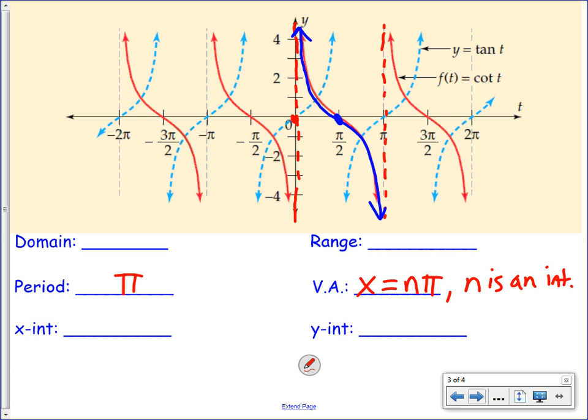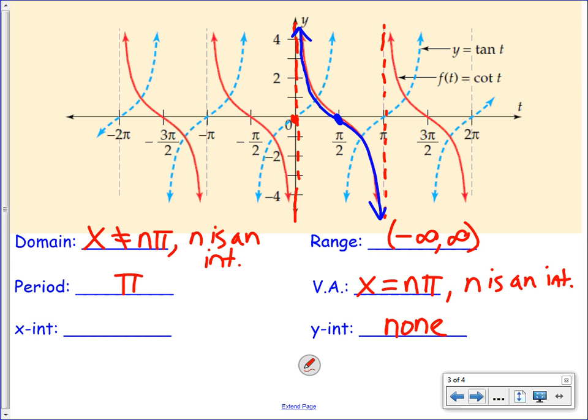And so that means our domain would be x cannot equal those values. Okay, and then the range is all real numbers, just like tangent. And the dashed blue graphs represent the graph of tangent, so you can kind of make a comparison between tangent and cotangent.